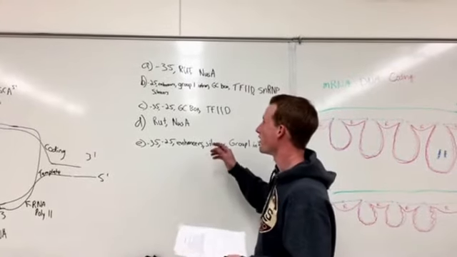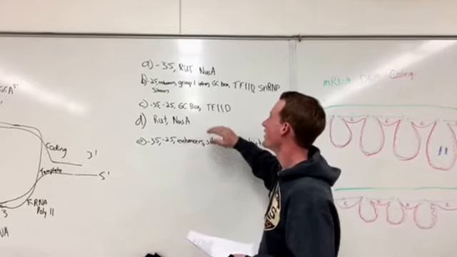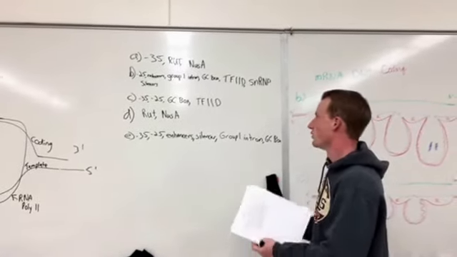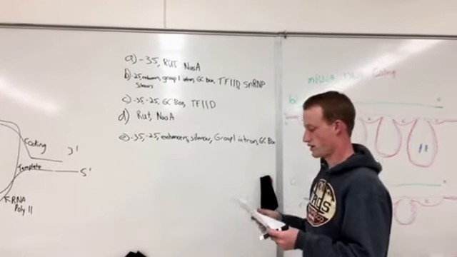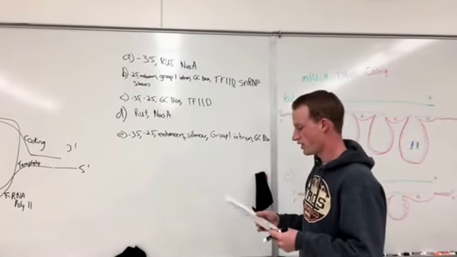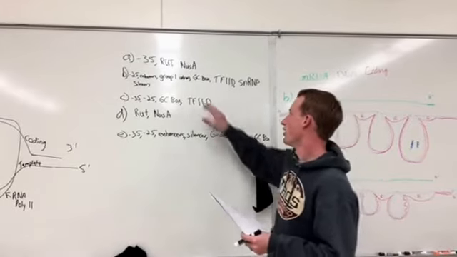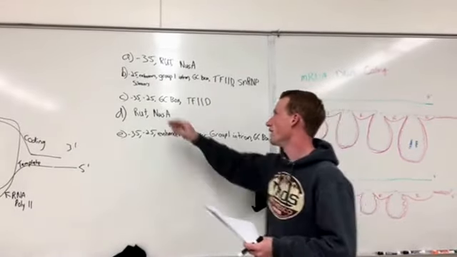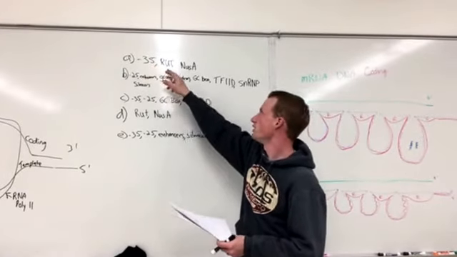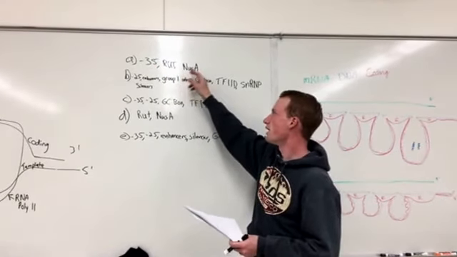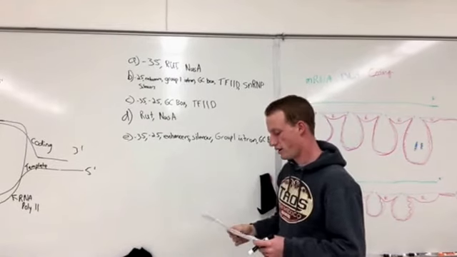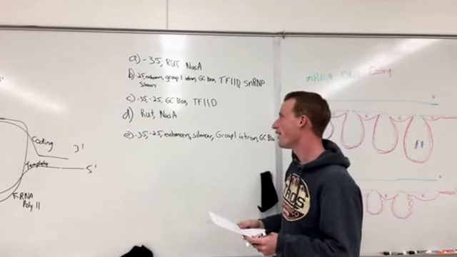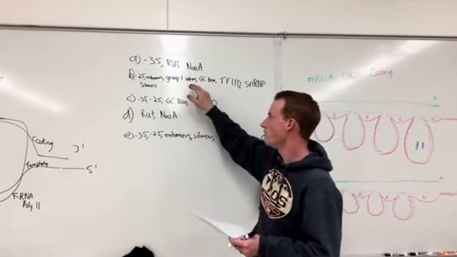Perfect. Okay, so for question number 5, we have a list of all these things, and we're trying to figure out which ones go in these various columns. So for part A, we're trying to figure out which one of these are found in prokaryotes. So we put the -35 sequence, RUT, and NusA, which are all things that are found in a prokaryote, specifically E. coli.